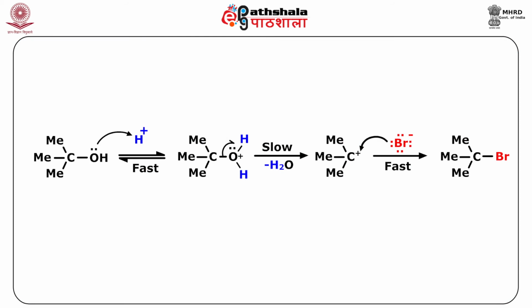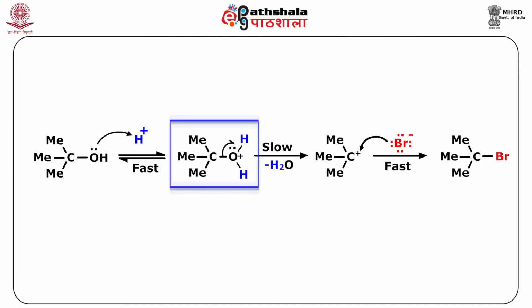Step 1 is the acid-base reaction in these kinds of reactions. This involves protonation of the alcoholic oxygen to make it a better leaving group. This step is fast and reversible. The lone pairs on the oxygen make it a Lewis base. Step 2 is the rate determining step.